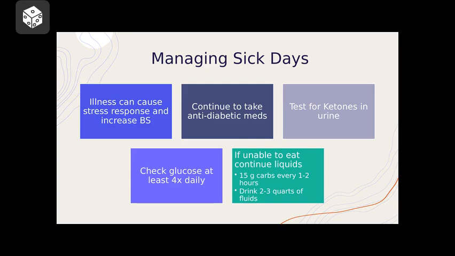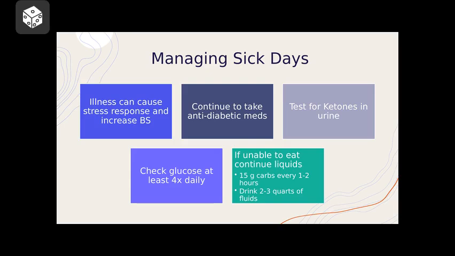So you can drink 15 grams of carbs every 1 to 2 hours, and that should be enough to keep your blood sugar safe so that you can take your medications. So it's only like 8 ounces of Gatorade. 8 ounces of Gatorade is going to give you 15 grams of carbs, and you're going to be good.